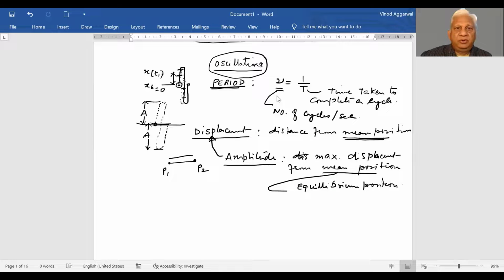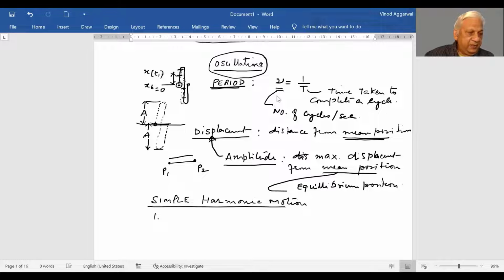Now, an oscillatory motion becomes a special case of simple harmonic motion for the following reason, if it fulfills certain criteria. And what are those criteria? Criteria number one is that it should have a fixed period, or periodicity. Period we have already talked here.